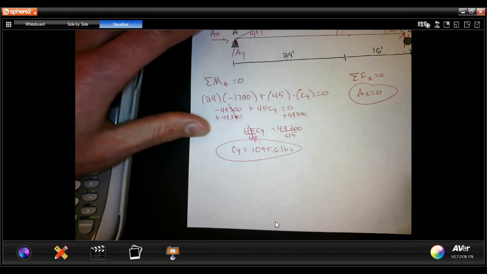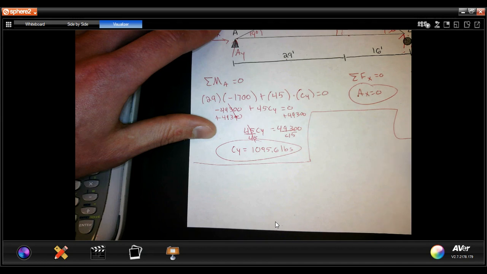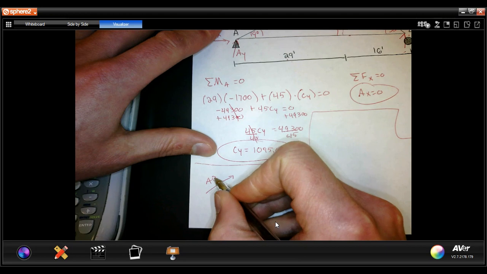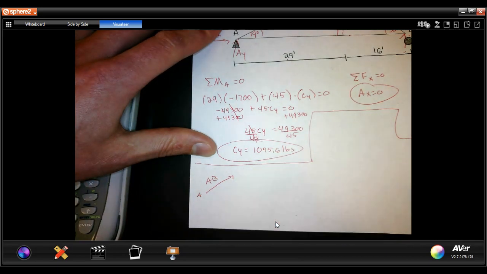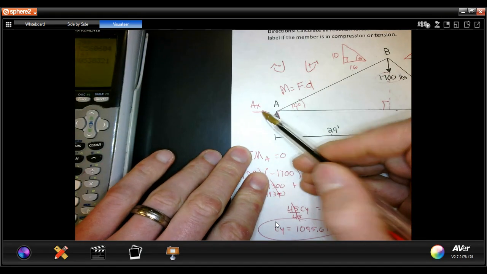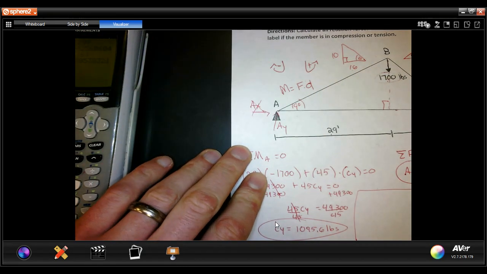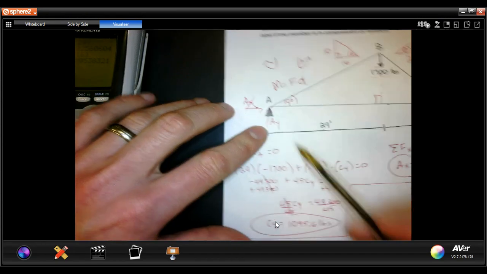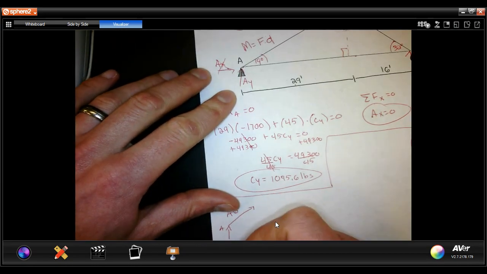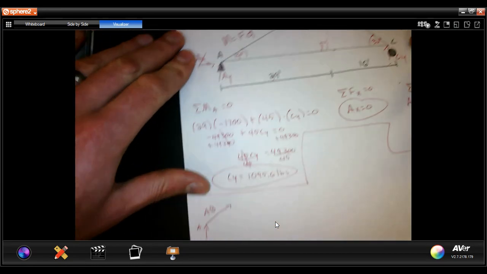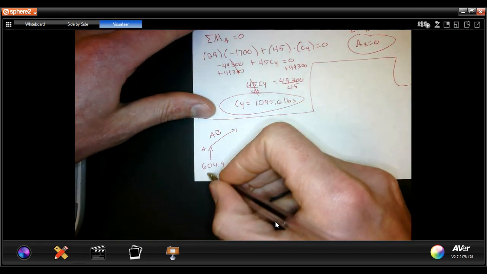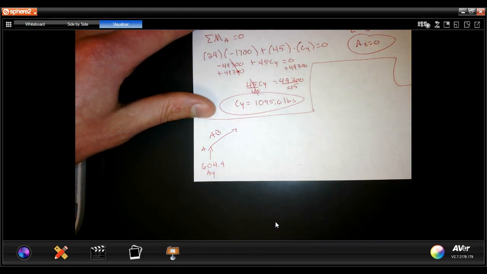If we focus in on pin A, we have member AB and we have AC. So let's focus in on that. We would have AB going in that direction. If here's A, that's pin A, then at pin A we found AX to be 0, so there's really no force happening in that direction. But we did find AY to be 604.4. Oops, sorry, let me bring it down. There's 604.4 in the Y direction. That's the reaction force in the Y direction at pin A.